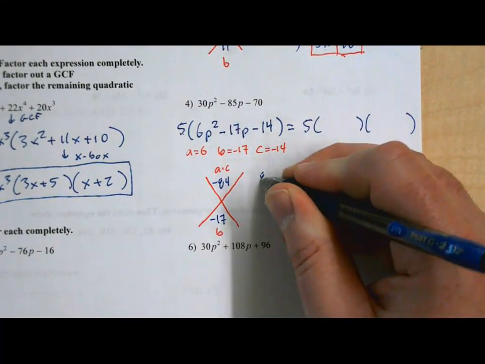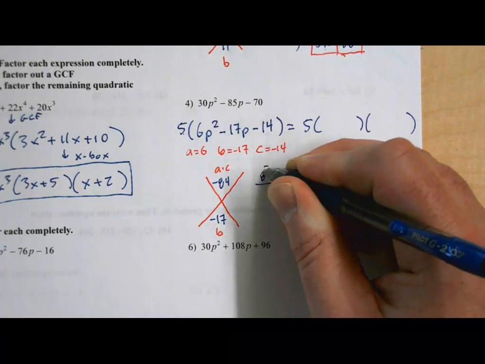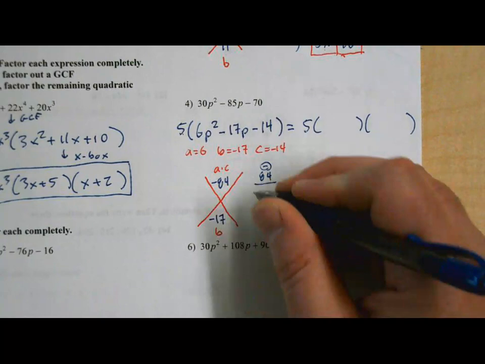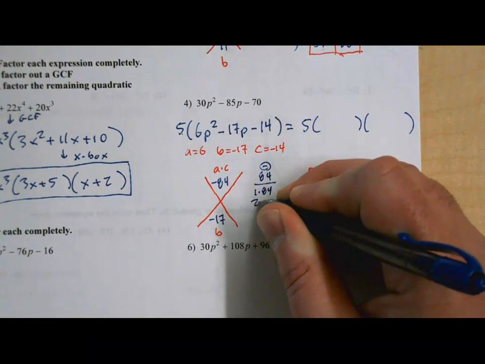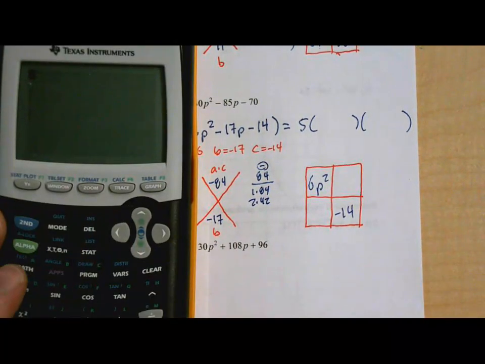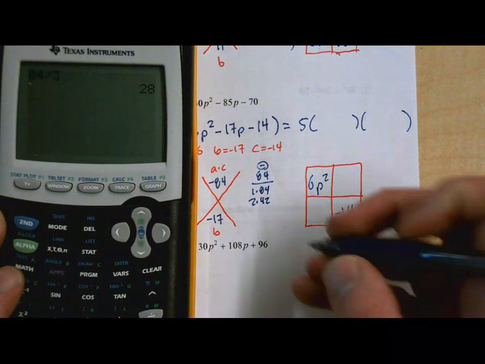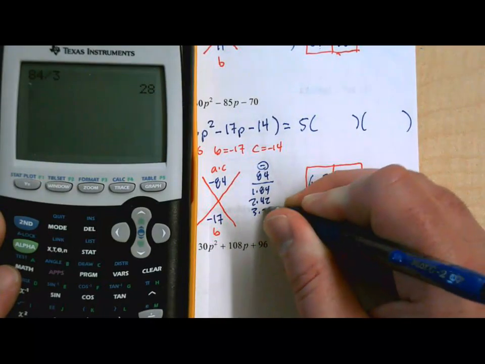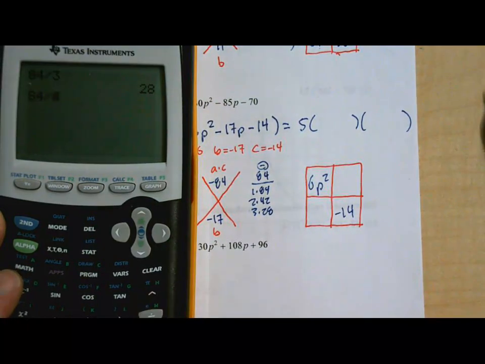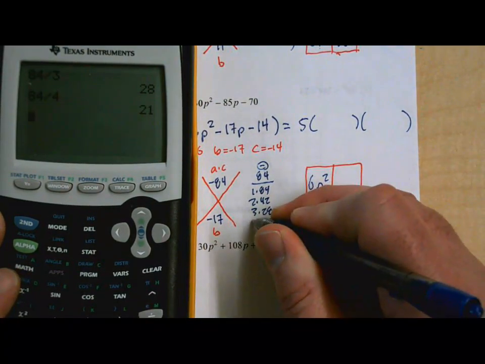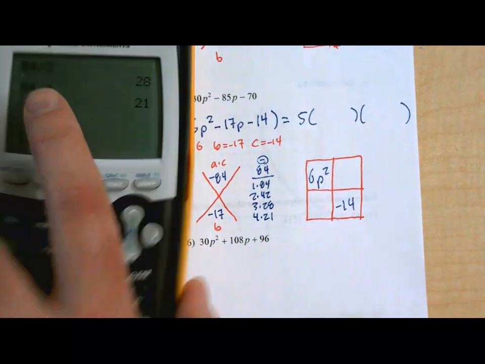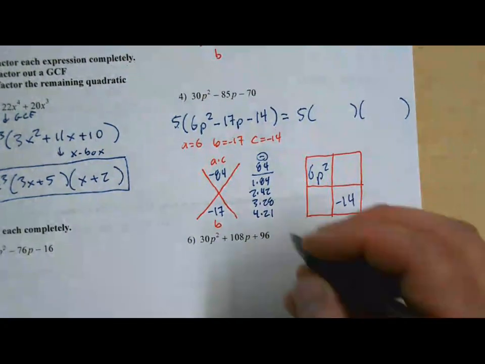So I'm looking for things that multiply to 84. They need to subtract because it's negative to get me 17. 1 times 84. That's not going to work. 2 times 42. No. 3 goes into 84, I think. 3 times 28. Still doesn't subtract to 17. 84 divided by 4, 4 and 21. Does that subtract? Oh, that subtracts to 17, doesn't it? 4 and 21? Yep, that works. So we can stop there.